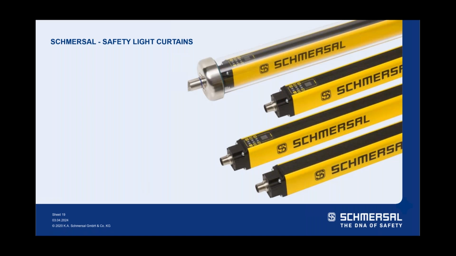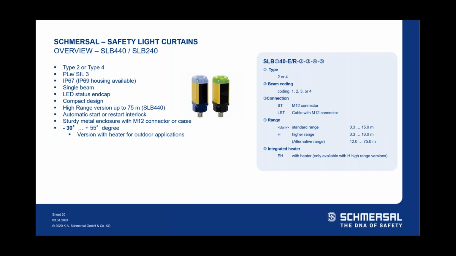Okay, now we're going to go over Schmersal's offering of safety light curtains. Safety light beams, we talked about this in an earlier slide, but sometimes this is all you need. Sometimes it's a perimeter application, and it's detecting something large. Maybe it's a forklift, and if you can put it in the right position, maybe it's all you need. And again, it's a cost savings from a light curtain. But you still get type 2 or type 4, up to performance level E, still SIL level 3. The same housing, the same LED status end cap that we're really known for, that compact design, rugged and durable.